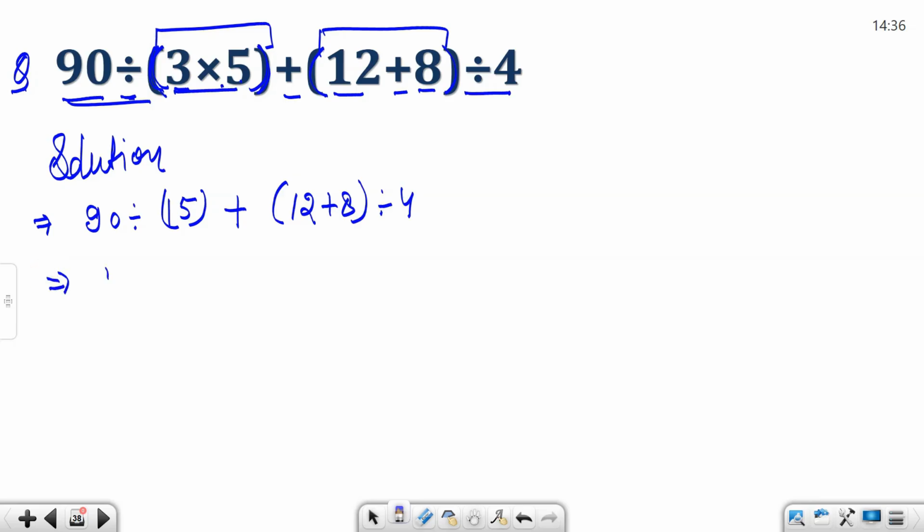Now let's solve further. 90 divided by 15. Here, we'll solve this bracket. 12 plus 8, that becomes 20, divided by 4.